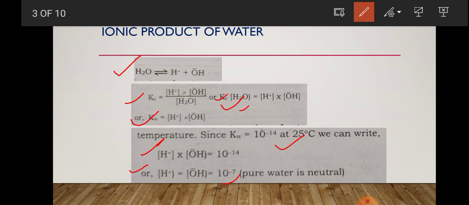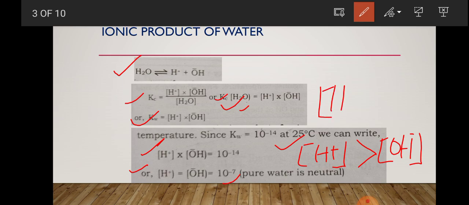And in case of acidic solution, the concentration of hydrogen ion is greater than the concentration of hydroxide ion. And in case of basic solution, the concentration of hydrogen ion is less than the concentration of hydroxide ion. And in case of neutral solution, the concentration of hydrogen ion and hydroxide ion is equal.